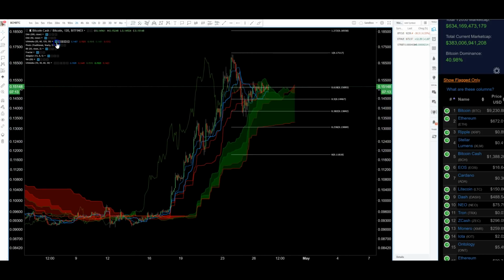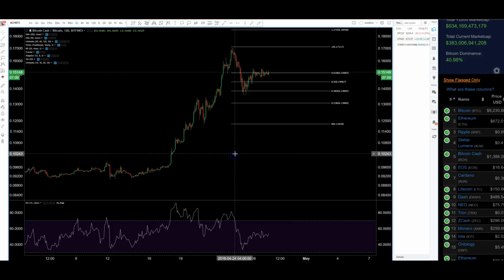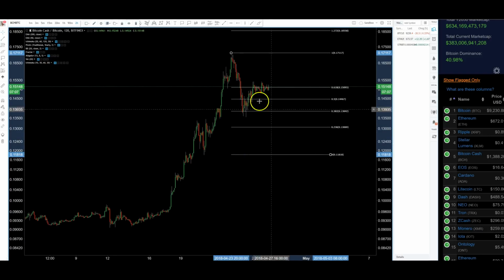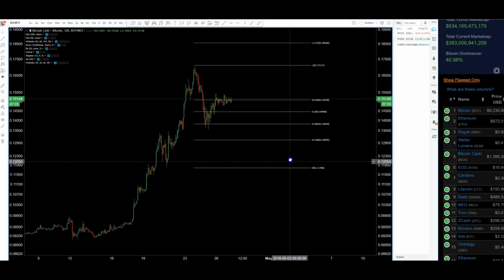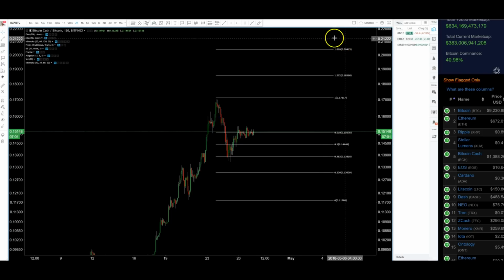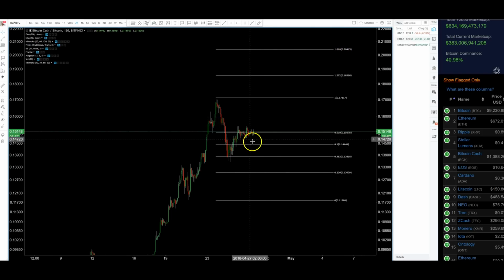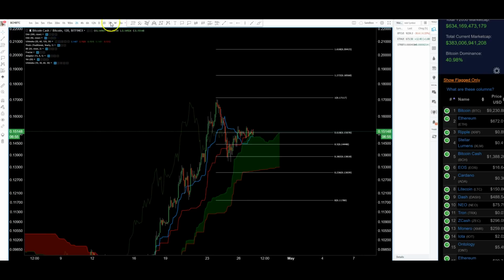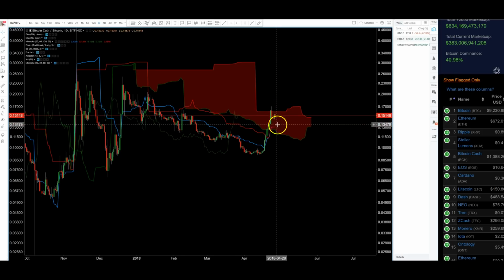You're just looking for previous points where it blasted off and just fibbing from there. 0.2 maybe. I don't know, it's kind of a messy flag if that. Let me just double check this. Yeah, so you can see this ET played out already. The TK was a bit messy, but it was kind of there.